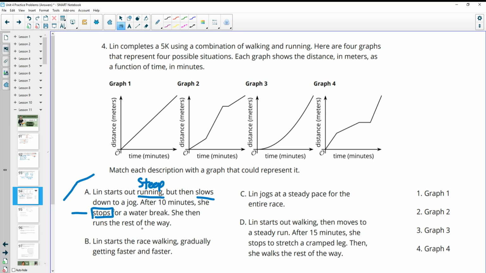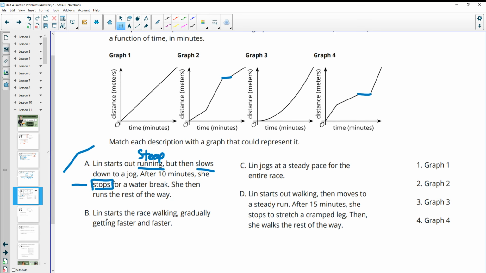Then she runs the rest of the way. So I kind of see 2 places in here where Lynn is stopping. Here and here, right? Those 2 are flatlining. And so A could be either of those graphs. So I'm going to wait to match those up until I find another one to compare it to.